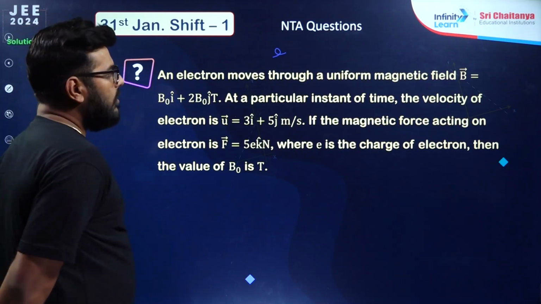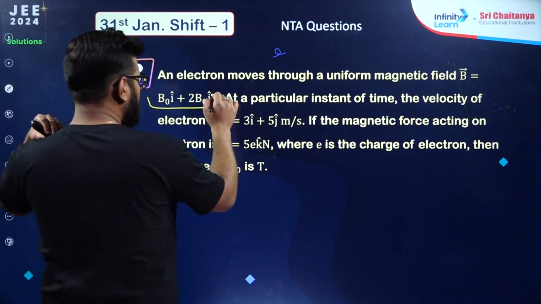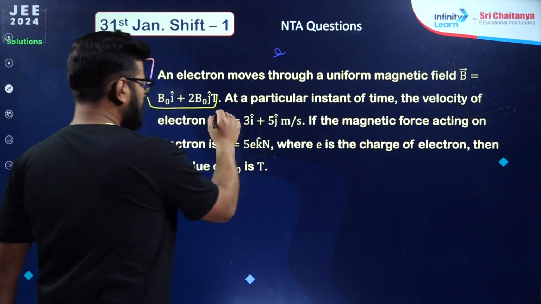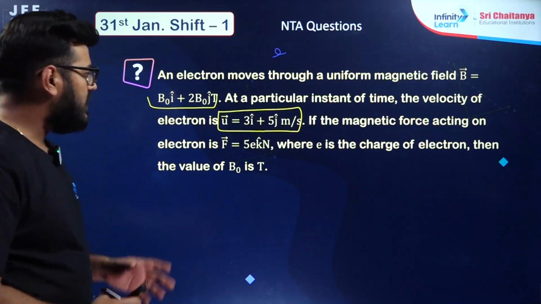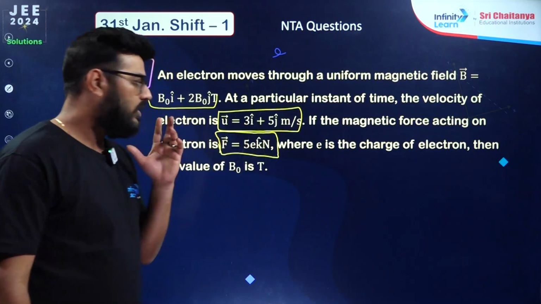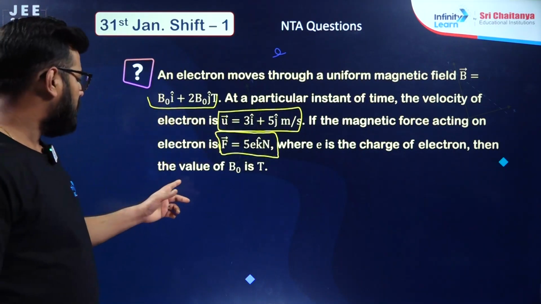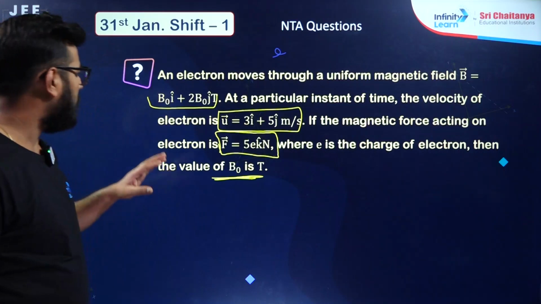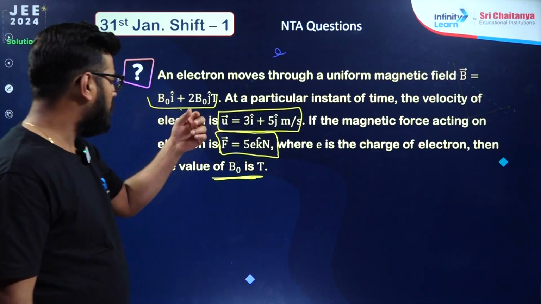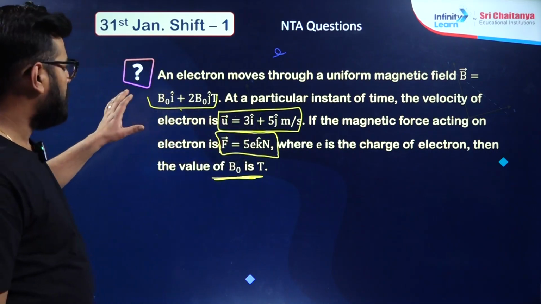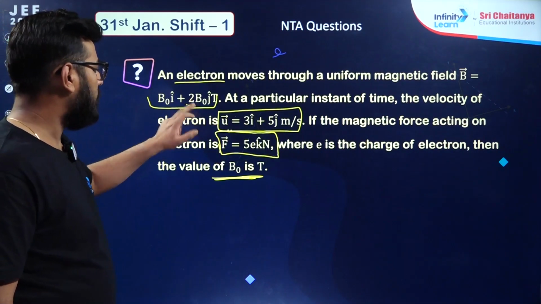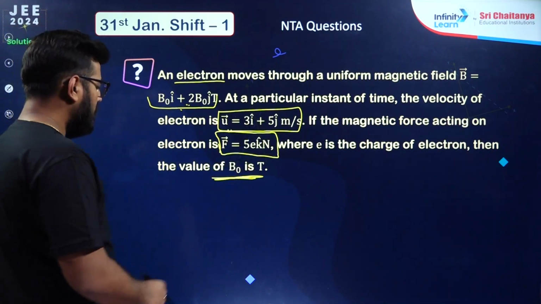An electron moves through a uniform magnetic field B is equal to B naught i cap plus 2 B naught j cap Tesla. At a particular instant of time, the velocity of electron is 3 i cap plus 5 j cap meter per second. If the magnetic force acting on the electron is 5 e k cap Newton, where e is the charge of the electron, then what is going to be the value of B naught? Now, this is the magnetic field, this is the velocity, and the force is simply equal to q into v cross B. So this is an electron. So v cross B, you just need to do the cross product of them, and the final answer you already know will be in k cap.